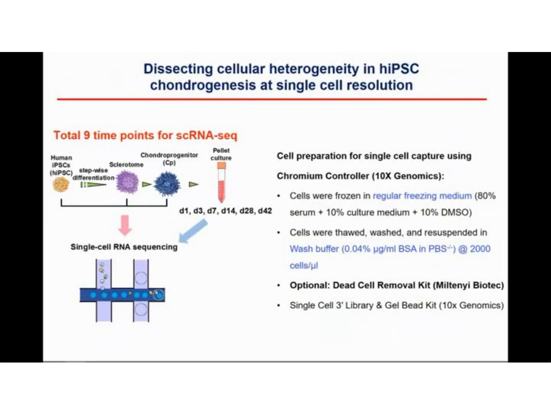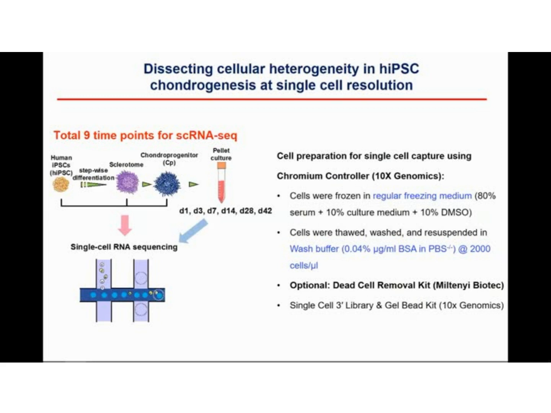Overall, we have nine time points for single-cell RNA sequencing, three of them from our mesodermal lineage stage, and six of them from our chondro pellet culture stage. The platform we use for single-cell capture is commercially available from 10x Genomics. The reason we picked this platform is that it's really efficient and fast, and most importantly, it has a low cost.